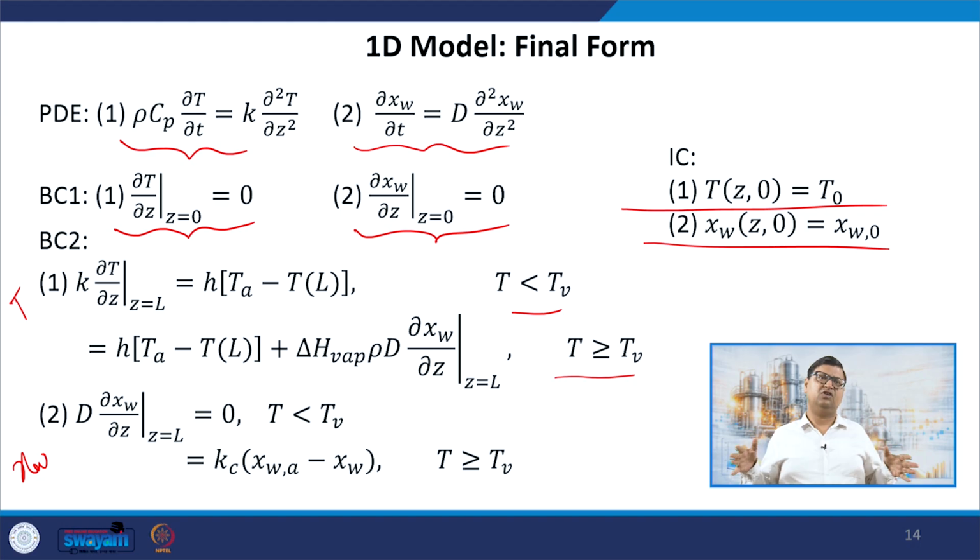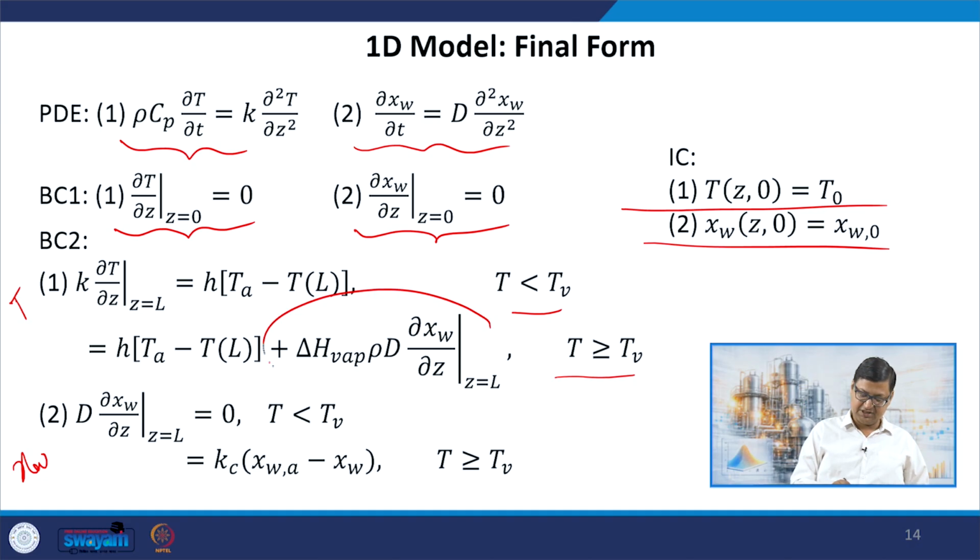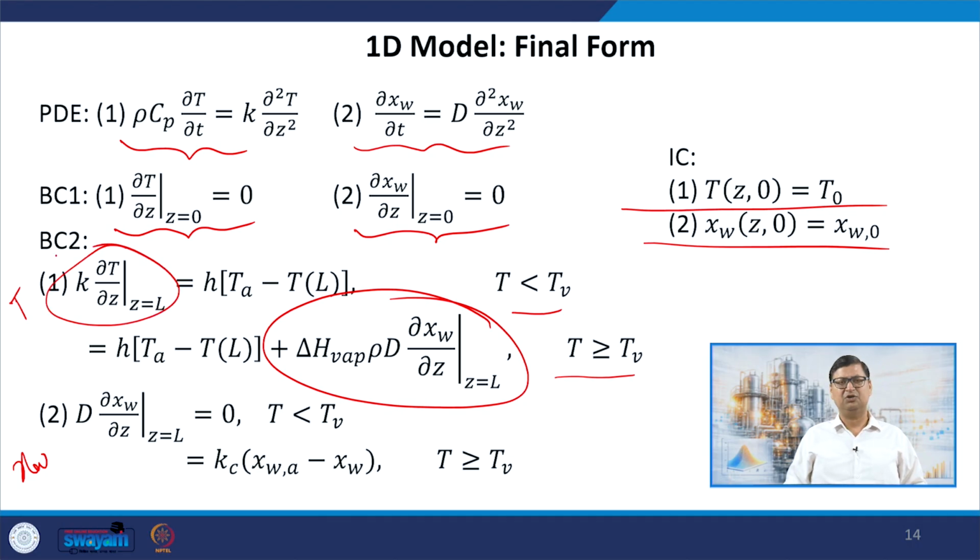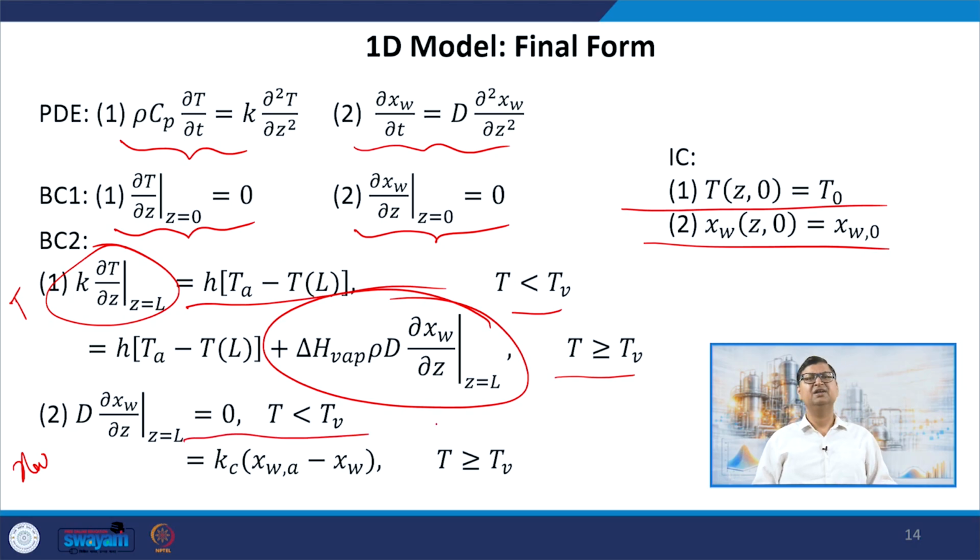So, there are two PDEs, and for both of them I am specifying the initial condition and two boundary conditions, and therefore, they are kind of independent at first glance, but keep in mind that there is a coupling between the two, and the coupling is coming from the presence of this term dxw/dz in the boundary condition of the temperature dT/dz, right. So, I cannot really solve the temperature equation without solving simultaneously the moisture content equation, because the boundary conditions are coupled with each other, right, and this coupling is what makes the problem more difficult. If, for example, the evaporation was not happening, then, if I look at only the first equation here and the first equation here, there was no coupling.